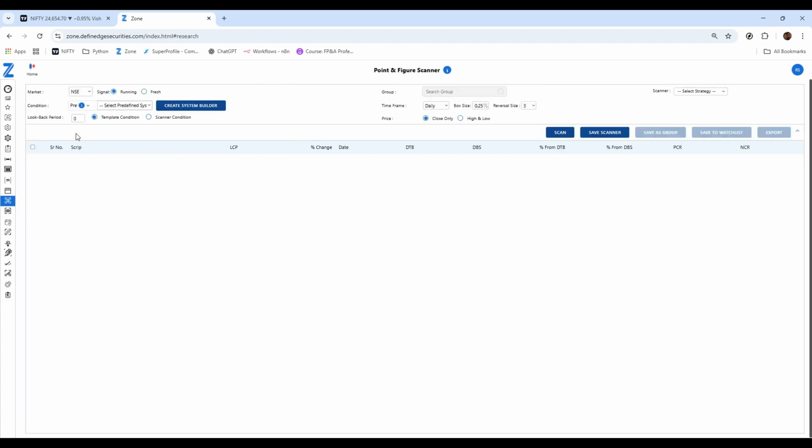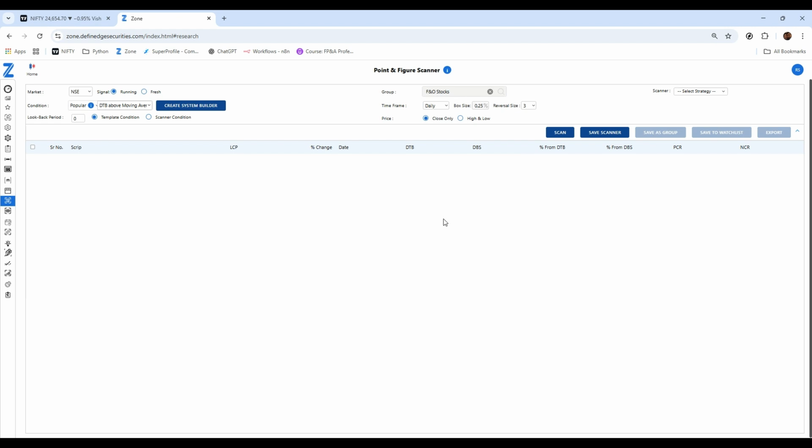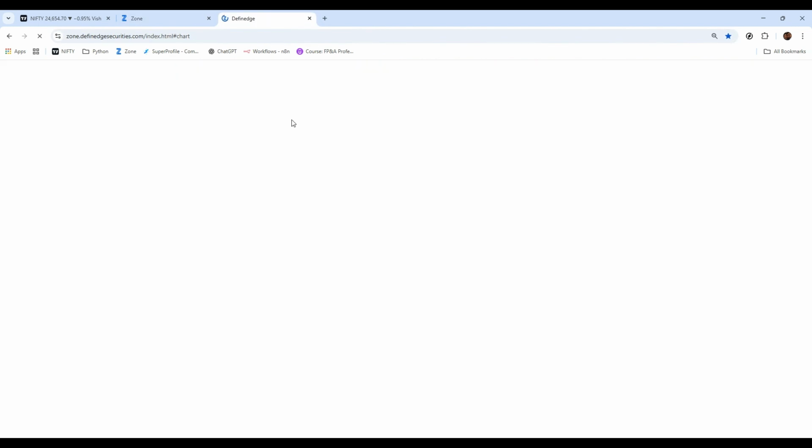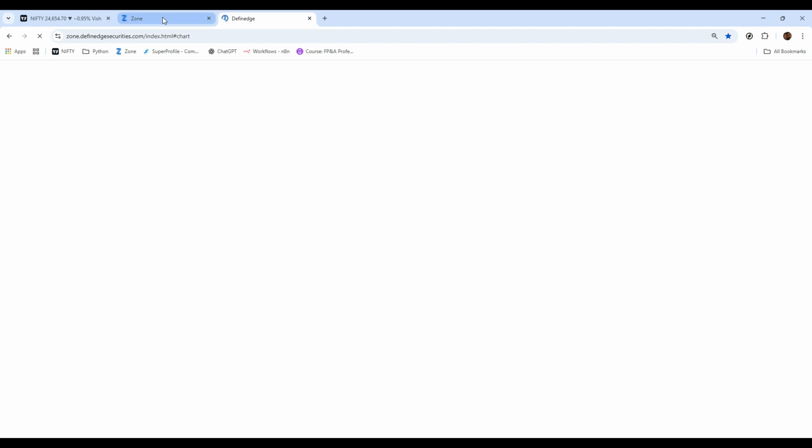We are going to come to popular, where there is double top buy above moving average. You keep it running, and for this example I will keep F&O stocks, on daily, point 0.5. I'm not going to change anything, and I'm going to scan. Similarly, I'm going to open another window where I'm going to run double bottom sell below moving average. It's taking some time, but you got the funda, right?